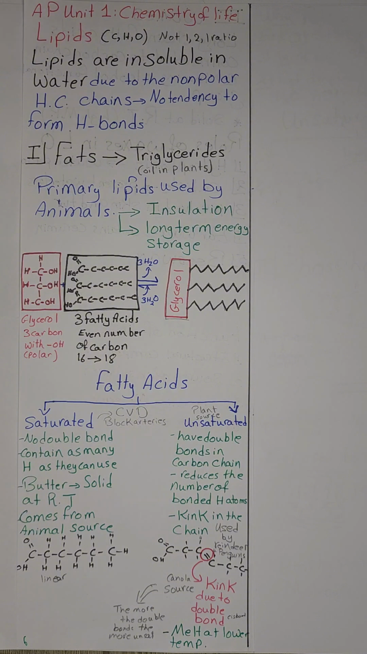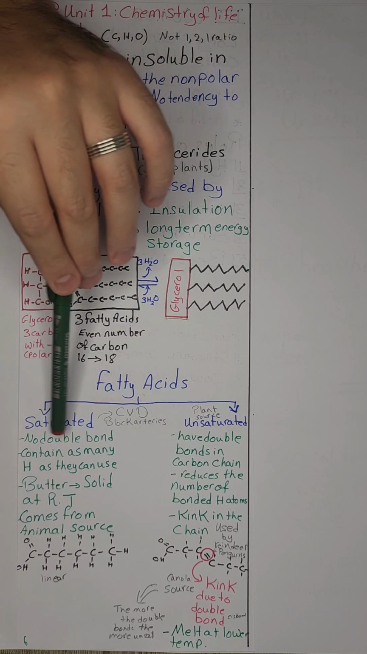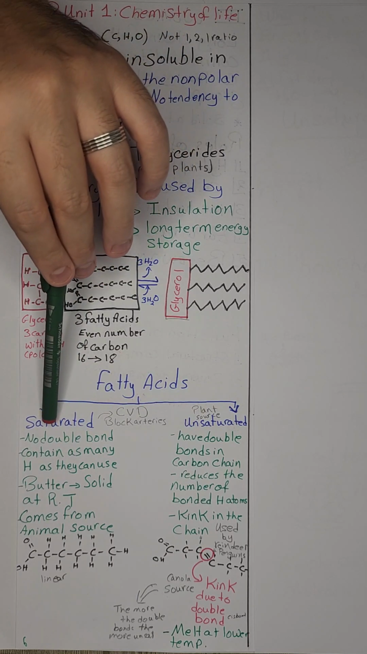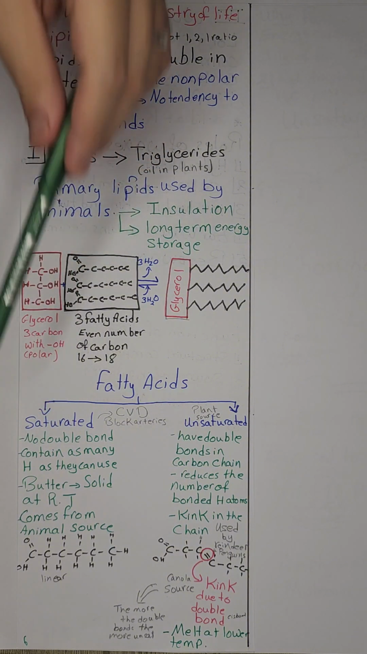But what is the main function of triglycerides? Triglycerides are used by animals for insulation and long-term energy storage. But we always discuss triglycerides in terms of being saturated fatty acids and unsaturated fatty acids. Again, fatty acids are these molecules that could be saturated with no double bond. There is not one single double bond found if it is a saturated fatty acid. And this is due to the fact that it contains as many hydrogens as it can use.